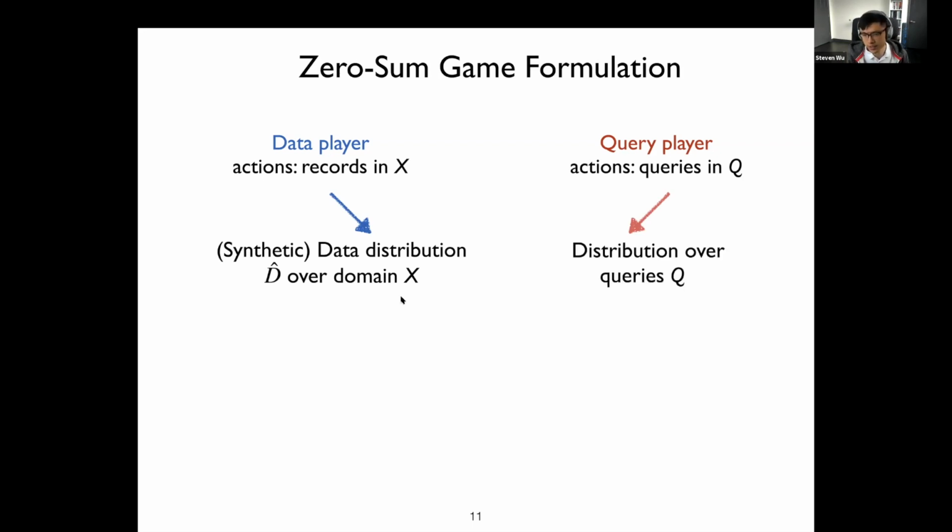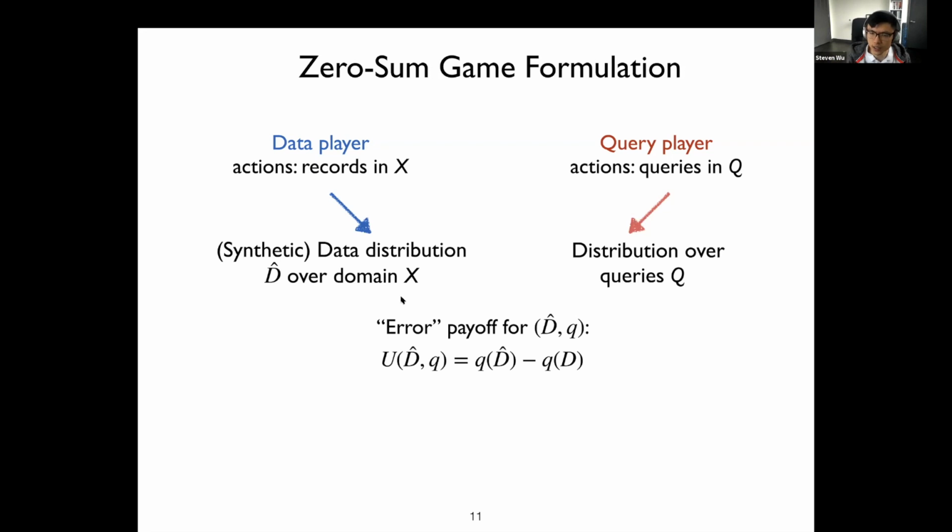And the query player at the same time can also choose a distribution, but most of the time we think about the query player just choosing a single query to ask the data player: what's the answer for this query? So this is a zero-sum game, meaning there is a single payoff function, and one of the players is trying to minimize this payoff, while the other player is trying to maximize the payoff. So we would like the payoff to capture the idea of the error.